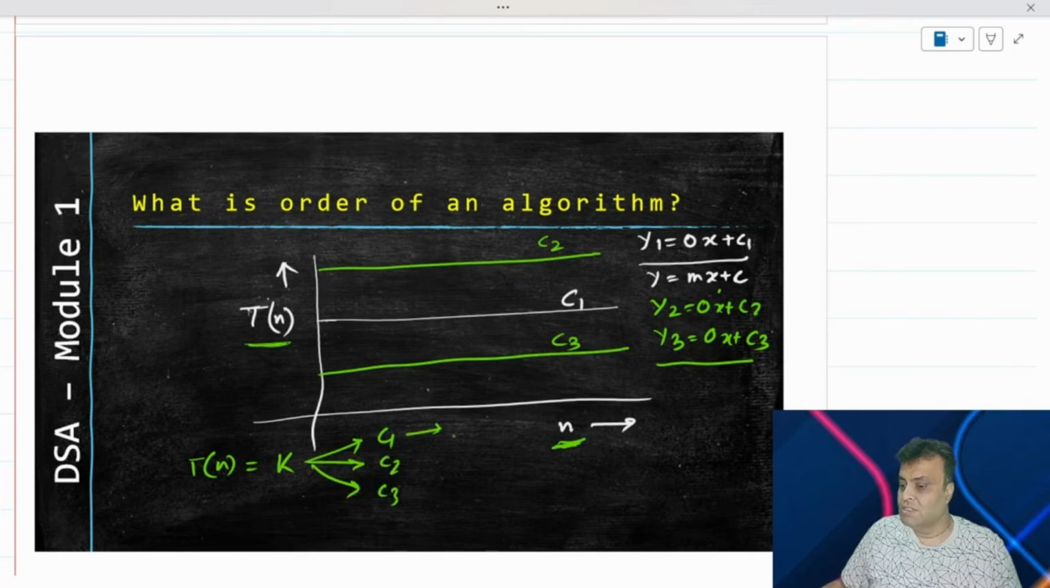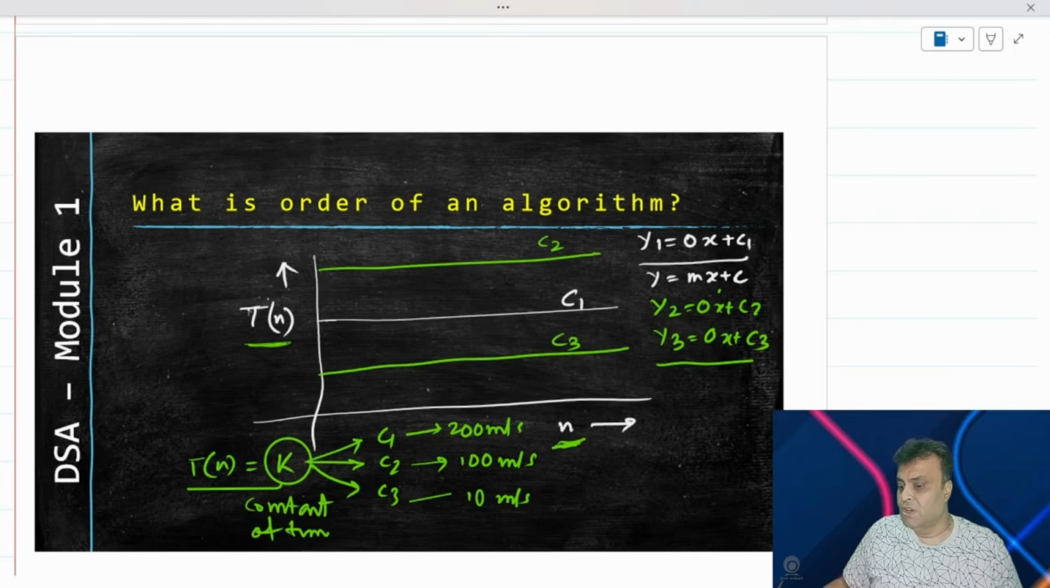What are these? This may be 200 milliseconds in my machine. This may be 100 milliseconds in some other machine. And this can be 10 milliseconds in some other machine. So can I say, therefore, that I will make it a constant and say that Tn has executed itself in a constant amount of time? It does not depend on the inputs.